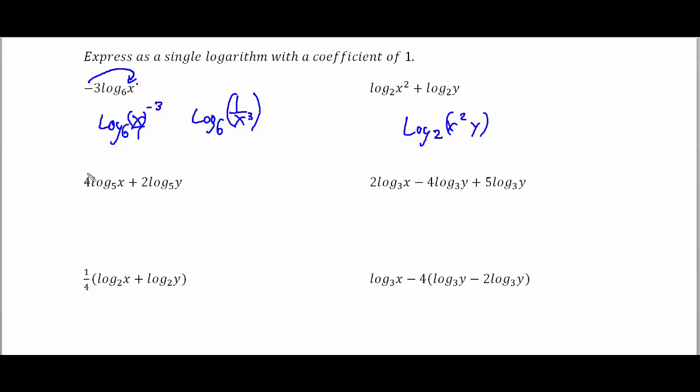Now what I'm about to do here is turn these leading coefficients of non-1 and put those in the corner. So I'm going to have log base 5 of x to the 4th power plus log base 5 of y to the 2nd power, and I'm going to then combine them because addition means multiplication in the product rule. So this is log base 5, and this is x to the 4th y squared.